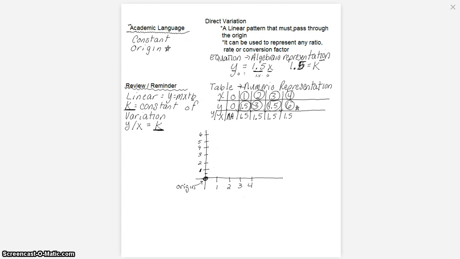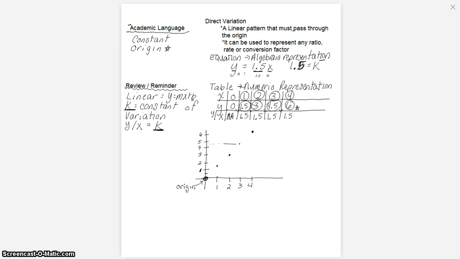So here x is 1 and y is 1.5. So x is 1, y is 1.5. There's going to be my first point. Then x is 2, y is 3. So I'm going to come right where x is 3, y is 4.5. There we go. I had to come out there to get it perfect. When x is 4, y is 6. Okay.